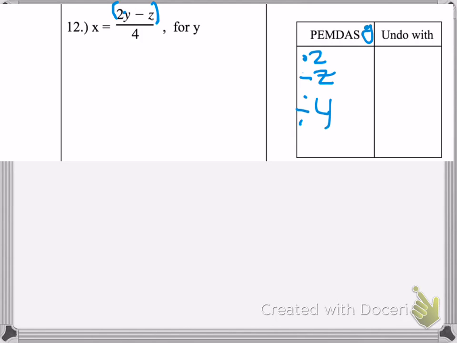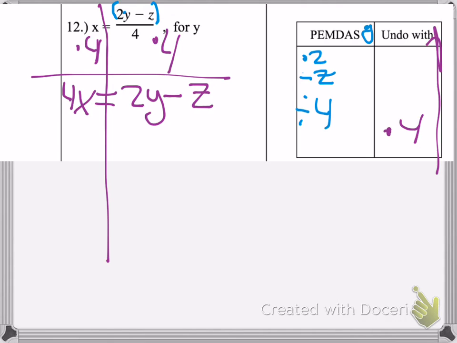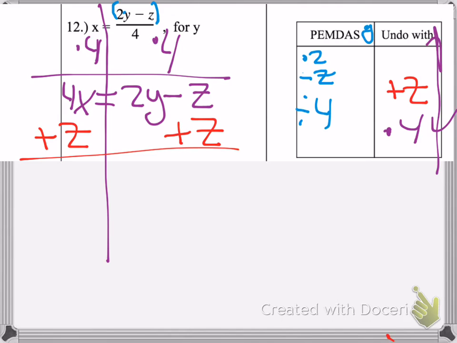So to undo all that, we would work our way back up, times 4, so I'm going to do that first, times 4 on this side of the equal sign, times 4 on this side of the equal sign. So we get 4 times x equals 2y minus z. Then we did that part, so now instead of subtracting z, we're going to add z. So plus z plus z.